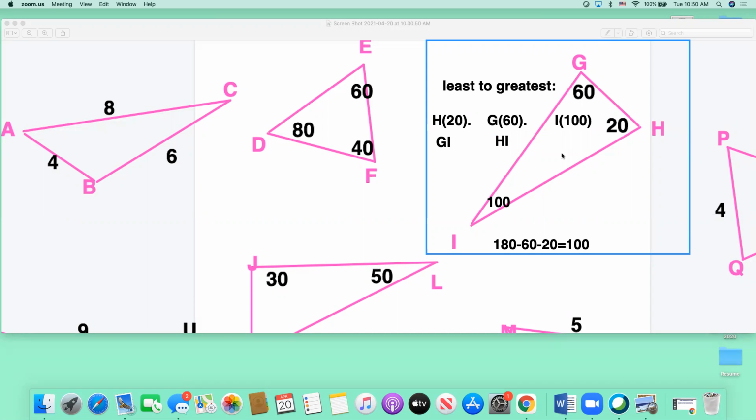So can you guys tell me which one is our biggest side? Yeah, GH is your biggest one because it's across from that 100. So this right here is the actual answer. The rest of this I wrote to help get you to the answer, but all it wanted was the sides from least to greatest. Another thing that we notice is between the side and the angle, you've used all three letters, but you've only used them once. So if I is the angle, the other two leftover letters have to be your side. You can't have an angle of I and the side of I. That wouldn't work.